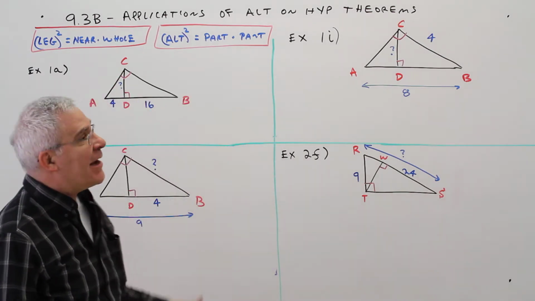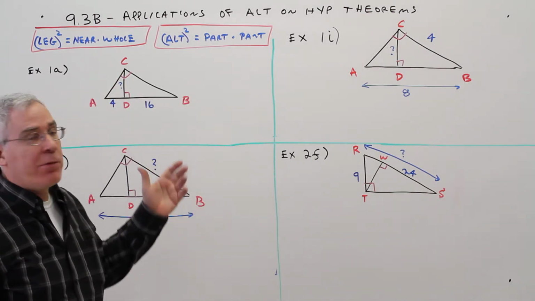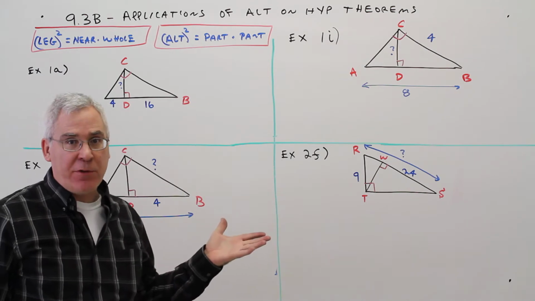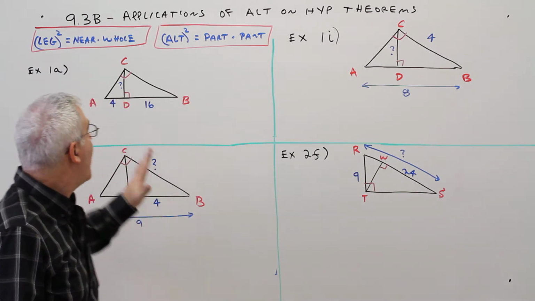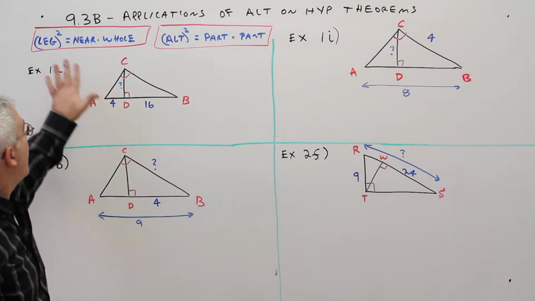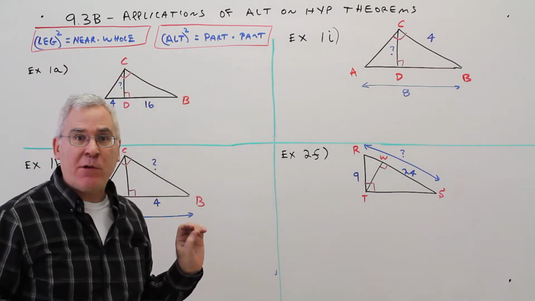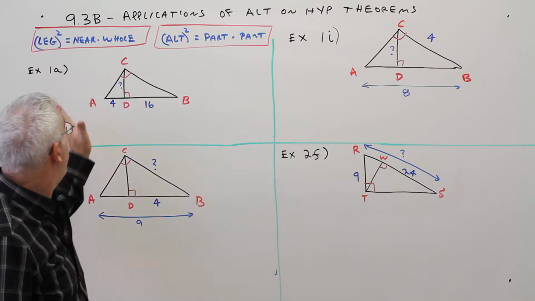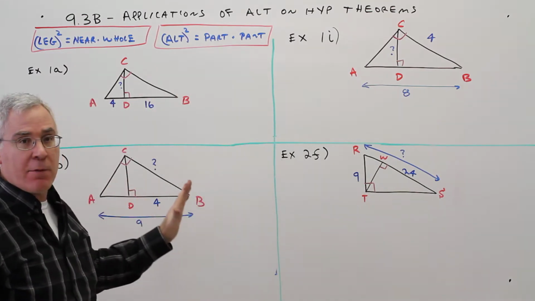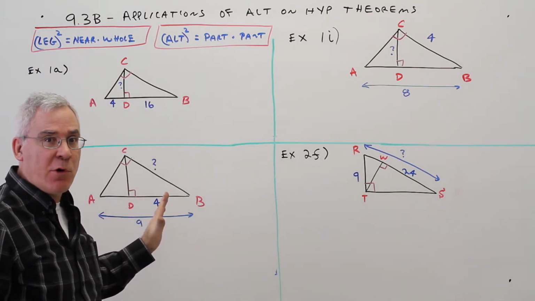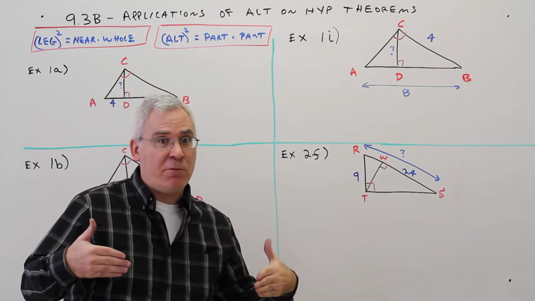Welcome to video 9.3b. Now we'll do some applications for the altitude and the hypotenuse theorems. Once again, all you need to know is leg squared equals near times whole, and altitude squared equals part times part. I'm going to do a few of the problems from your examples in your notebook. Your homework will be to finish the rest.